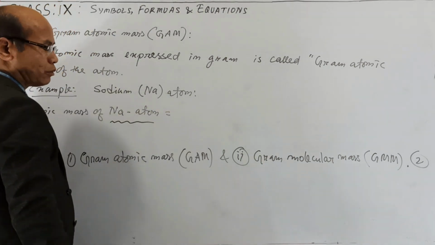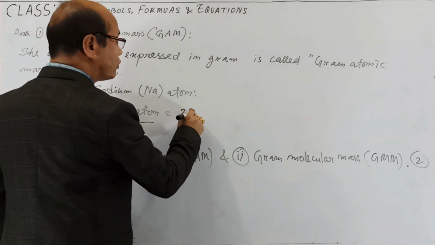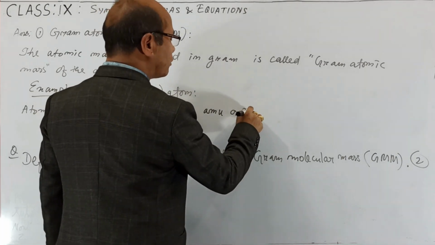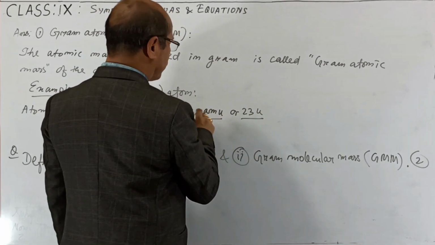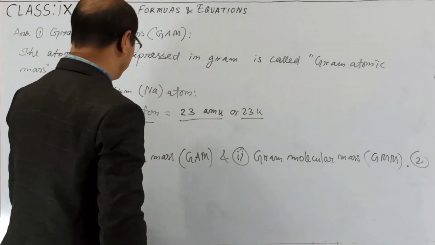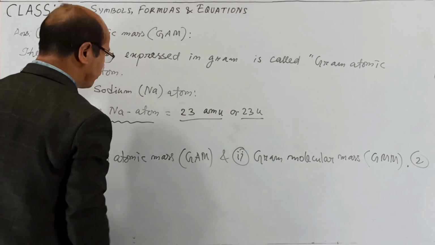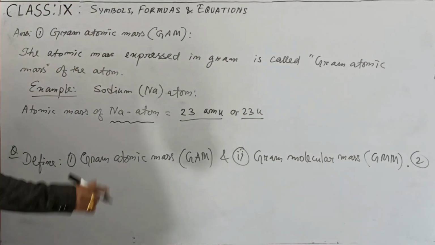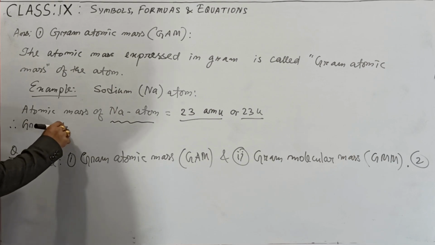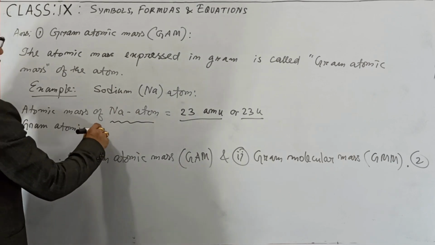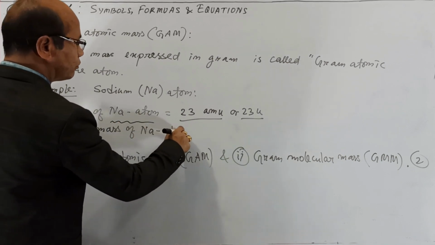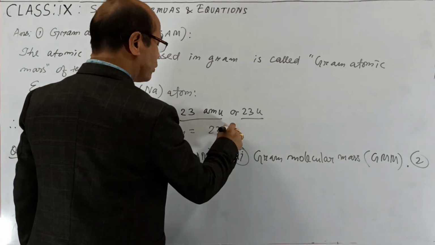So what is the atomic mass of sodium? It is 23 AMU, or simply you can write 23 U, same. 23 AMU and 23 U are the same. This is the new name and this is the old name: atomic mass unit and unified mass. Therefore, the gram atomic mass of a sodium atom is equal to 23 gram, like this.